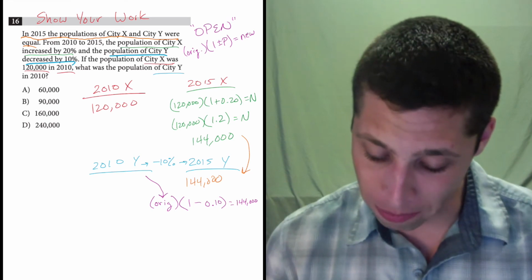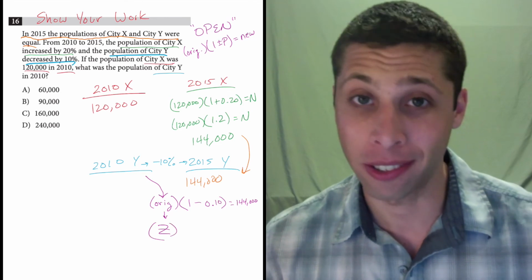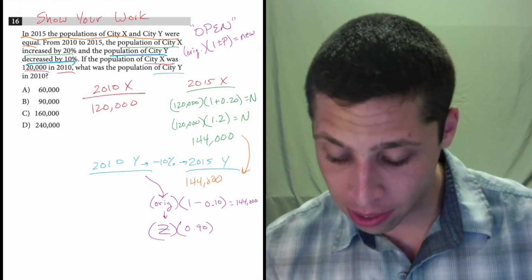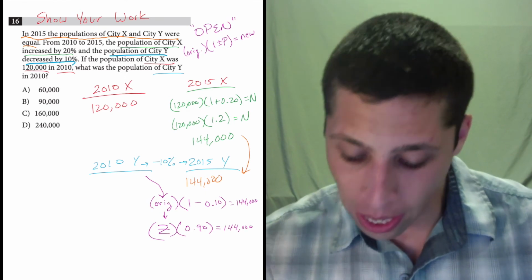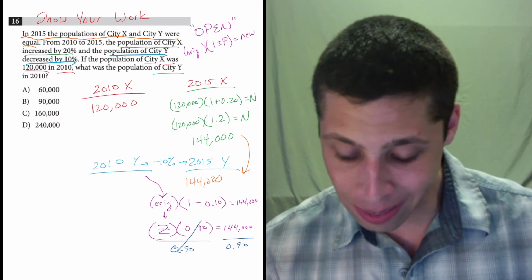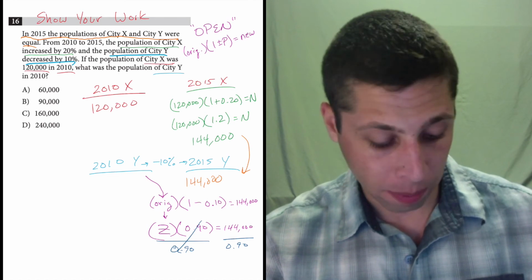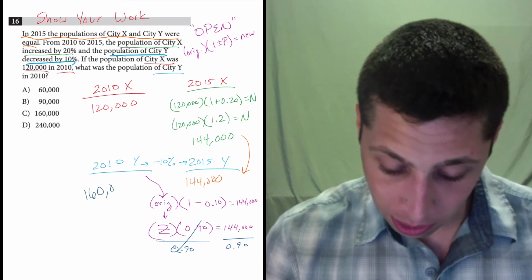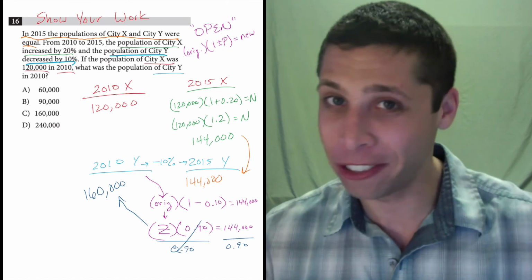So let's clean up this formula a little bit. For the original, let's just call it Z, just to keep things with variables. 1 minus 0.10 is 0.90, and 144,000 stays the same. And now we end up dividing both sides by the percentage to get Z by itself. So we need the calculator to do this. 144,000 divided by 0.9, and we get 160,000. So that is our value of Z. That's our original.